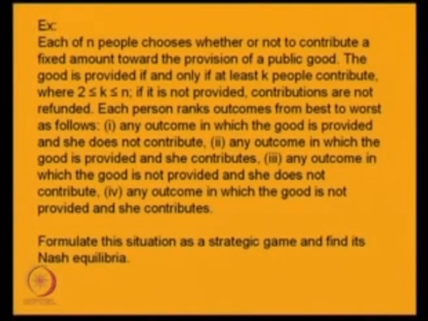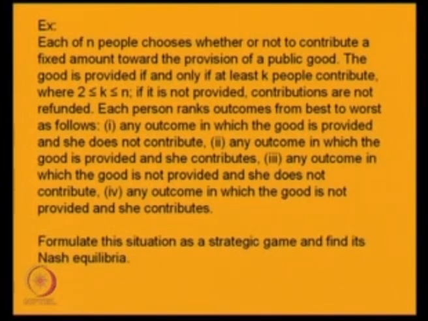The exercise that we were trying to figure out in the previous class was the case of the public good game. Here is the exercise once more to refresh our memory. Each of n people chooses whether or not to contribute a fixed amount toward the provision of a public good. The good is provided if and only if at least k people contribute, where 2 is less than or equal to k, less than or equal to n. If it is not provided, contributions are not refunded.